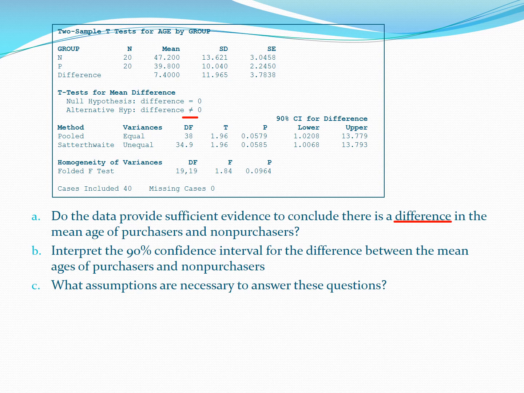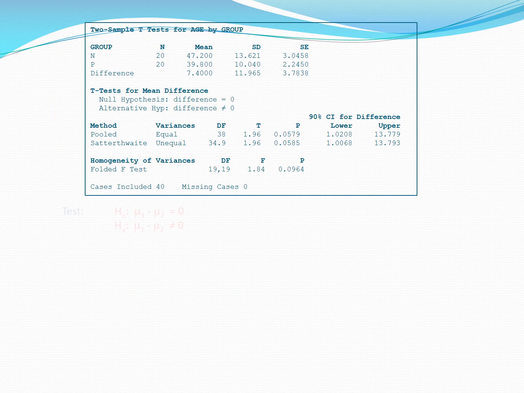And then interpret the 90% confidence interval for the difference between the mean age of purchasers and non-purchasers. And I'm going to finish up with the assumptions. What assumptions? And I want you to think about them in the words of the problem. And so let's go ahead and take a look at how we do this.